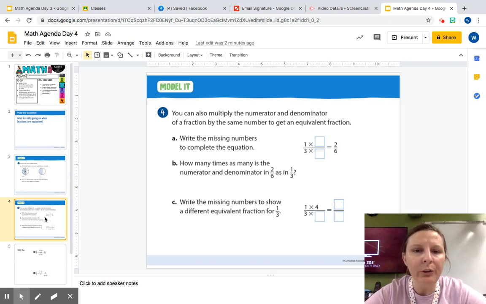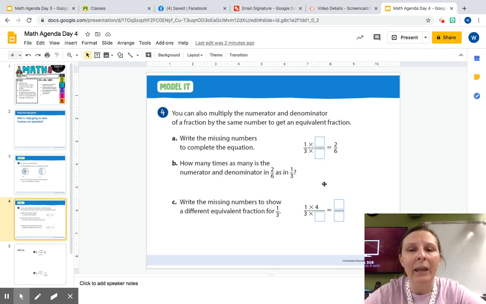Okay, so what you can do here is you can multiply the numerator and denominator. Let's review really quick those two words if you've forgotten what they mean. The numerator is your top number in your fraction. The denominator is your bottom number. So numerator is your top, denominator is your bottom, okay? You can multiply the numerator and denominator of a fraction by the same number to get an equivalent fraction.